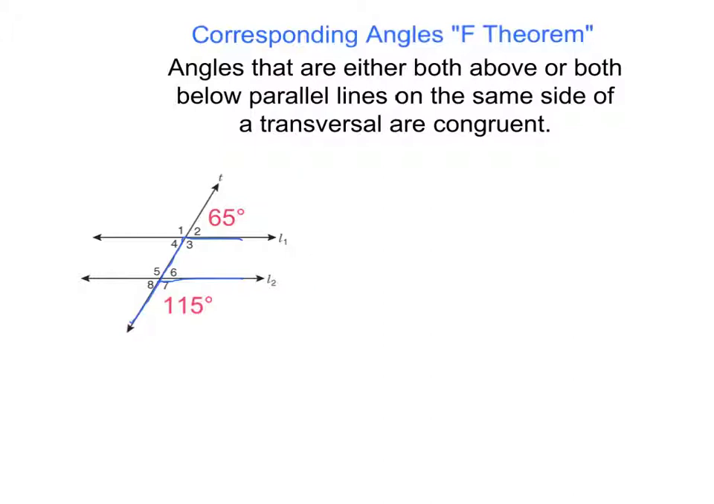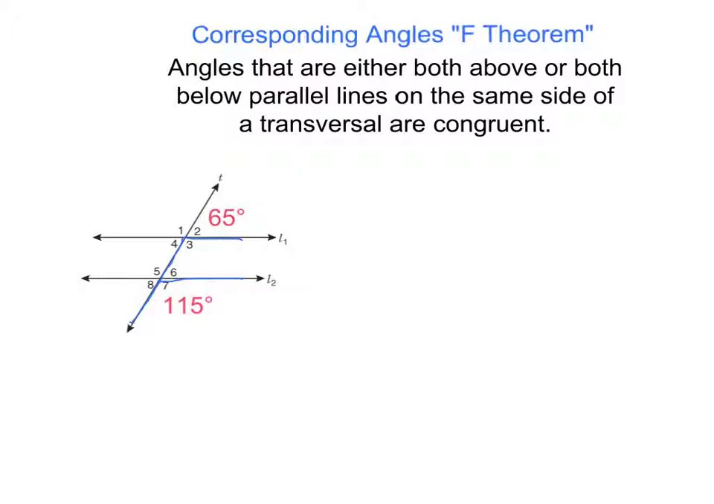We're going to try to figure out the measure of angle number 3 and the measure of angle number 6 using the F theorem, or corresponding angles. So we can see the letter F here, and we're going to use that to help us to figure out the measure of angle 3 and angle 6.